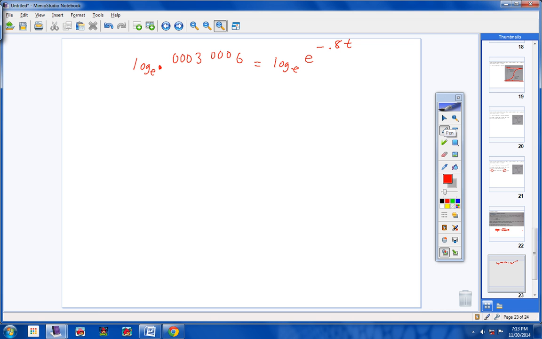Now, the right side's easy. Whenever your base matches your base, you're left with the exponent. So negative 0.8t. Over here, I'm going to type this in my calculator. Log base e is really the natural log of this decimal. So natural log of 0.0003006. Enter. I'm getting this right here. Negative 8.1115.